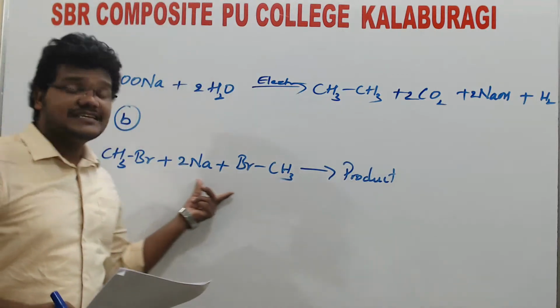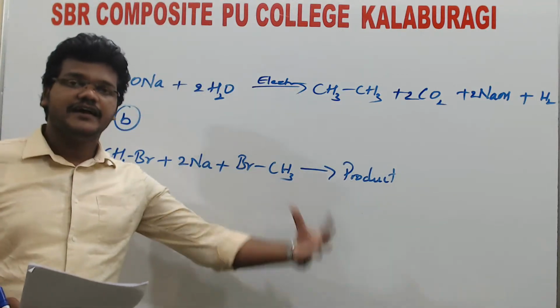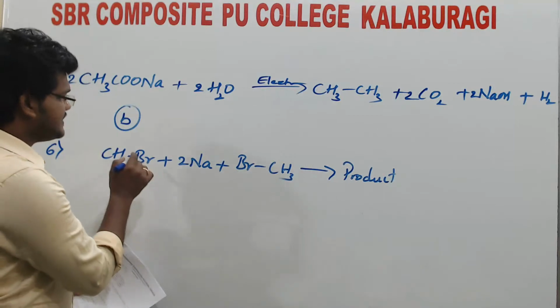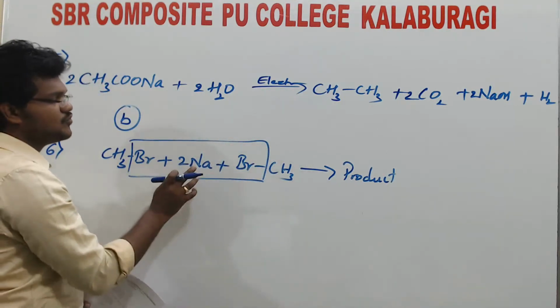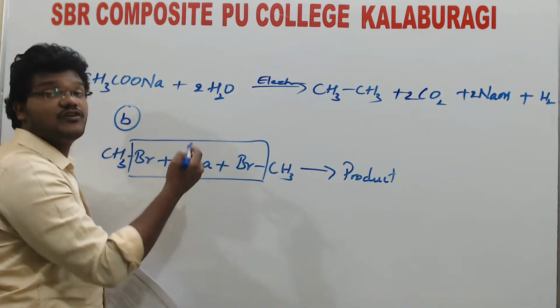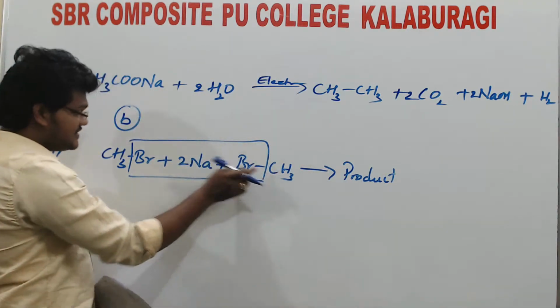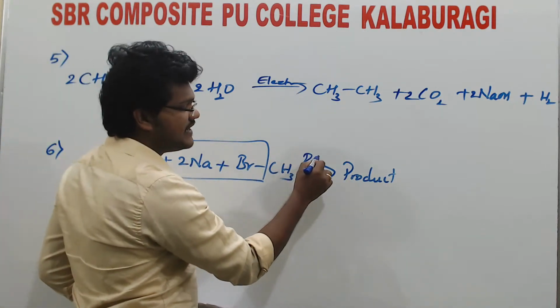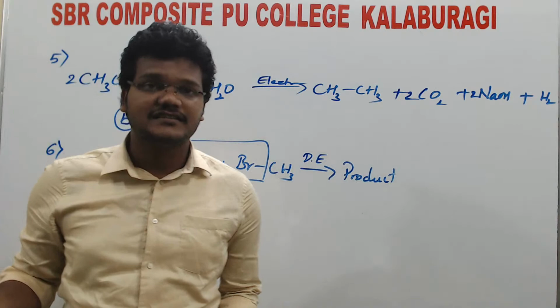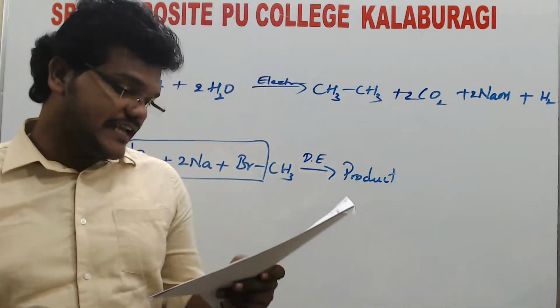Just by observing these reactants, we can identify the product. These two bromines will go along with sodium so as to give you 2 moles of sodium bromide, and these 2 carbons will combine so as to give you ethane in presence of dry ether. This is nothing but the Wurtz reaction.